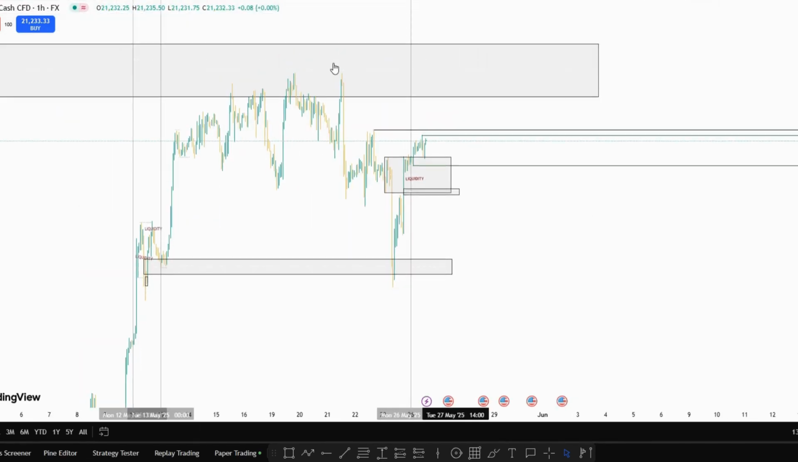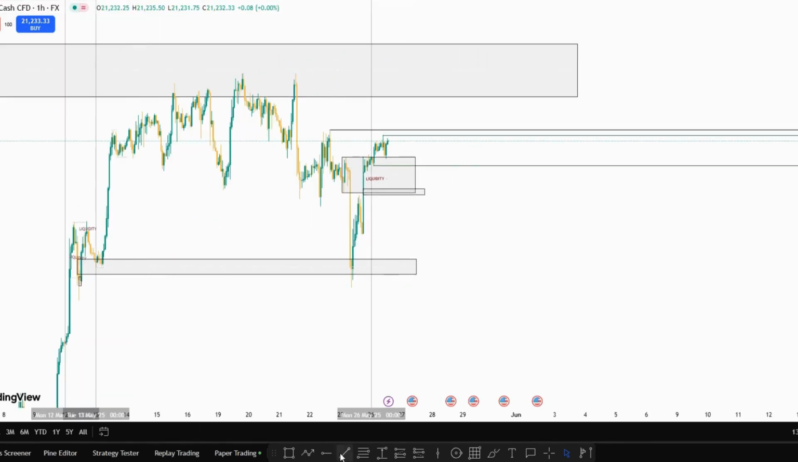So you can see price tapped into our daily fair value gap, and it's creating liquidity at this daily fair value gap. We have double tops, so I know that price is going to ride higher. We've been speaking about this in our last videos, so just go back and watch them.